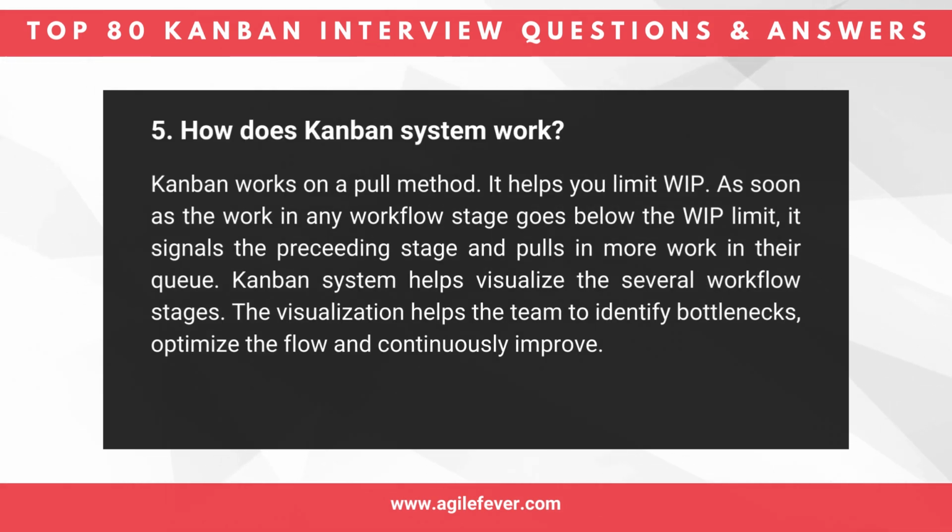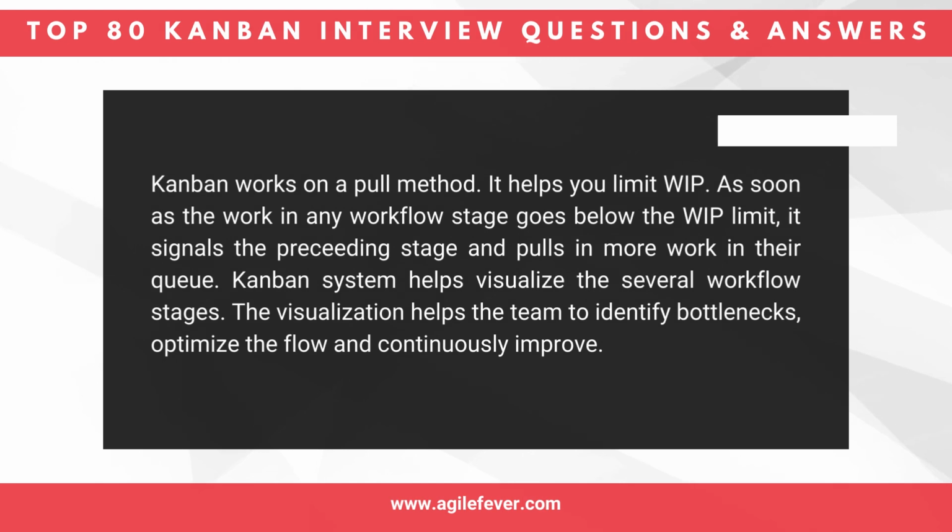Question 5. How does the Kanban system work? Kanban works on a pull method. It helps you limit WIP. As soon as the work in any workflow stage goes below the WIP limit, it signals the preceding stage and pulls in more work in their queue. The Kanban system helps visualize the several workflow stages. The visualization helps the team to identify bottlenecks, optimize the flow and continuously improve.